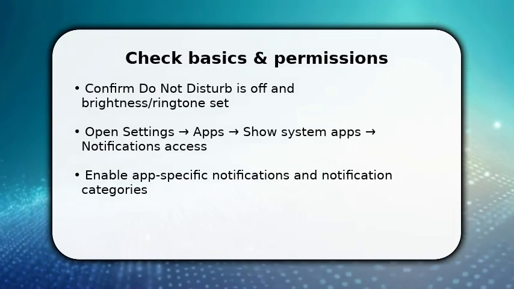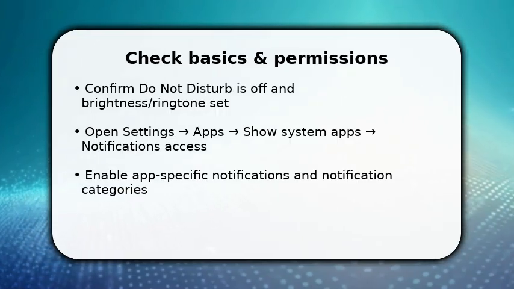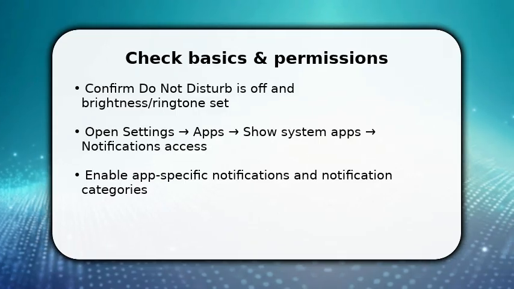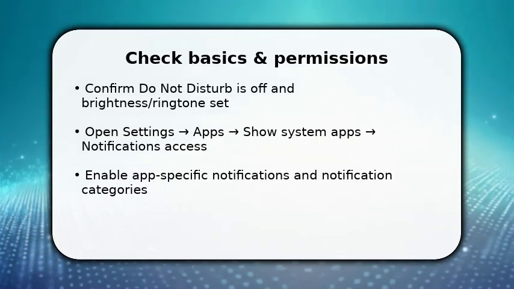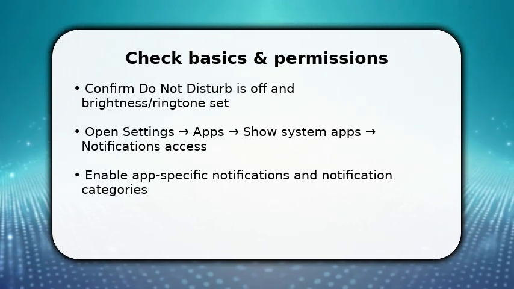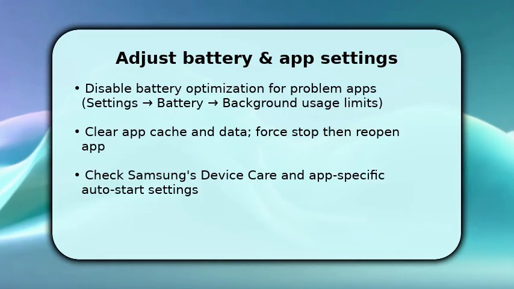You do this because apps need explicit permission to post notifications. Once granted, Android can deliver banners and sounds. Make sure to toggle on notification categories for critical alerts so you don't miss urgent messages. Once basic permissions are set, tackle battery and app behavior that silently blocks notifications.